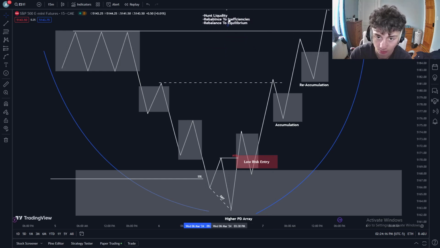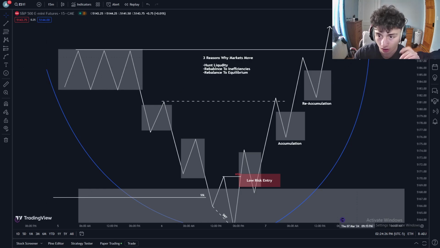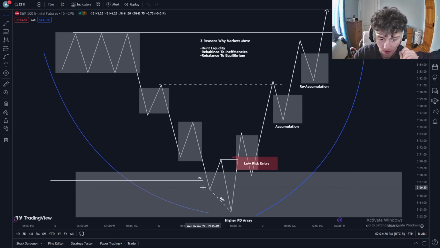3 reasons why the market moves. Number one, and this is the number one for me. Some people think they're all equal. I believe this is number one: liquidity. 100% liquidity. The market's always bouncing between highs and lows.